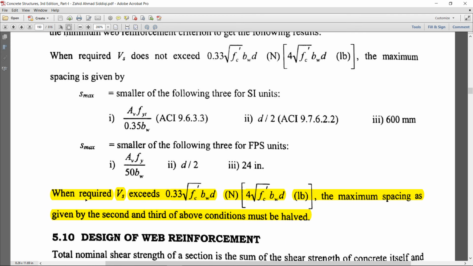And if your value of Vs exceeds 0.33, then the second and the third criteria will be halved, means this will become d by 4 and this will become 300 millimeter. The maximum spacing as given by the second and third above conditions must be halved.